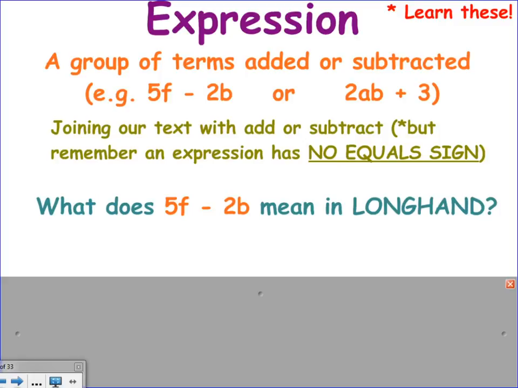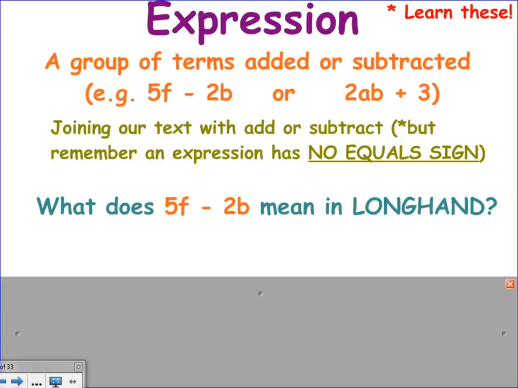And the only way you can start joining terms together is add them and subtract them. So 5f is a term and 2b is a term, but when I start sticking them together, add and subtract are like the glue. Okay? So when you start adding and subtracting terms, it's called an expression. So 5f minus 2b is an expression.